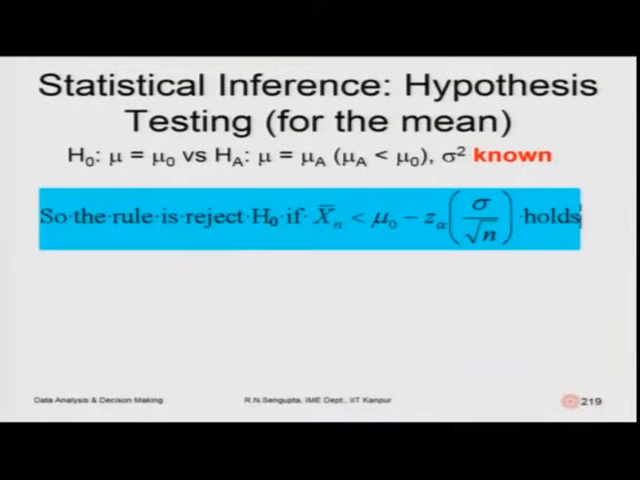In this case, you are trying to test the null hypothesis that mu is equal to mu naught, versus the alternative hypothesis H A, where the mu A value is less than mu naught, which means that mu A would be to the left of mu naught. Now I will draw the diagram to help you understand.